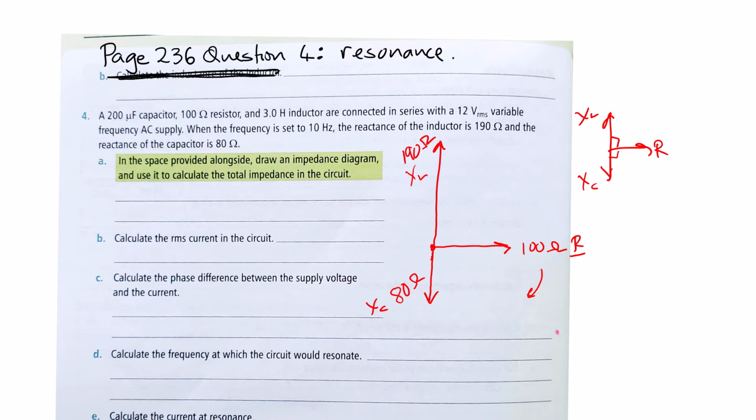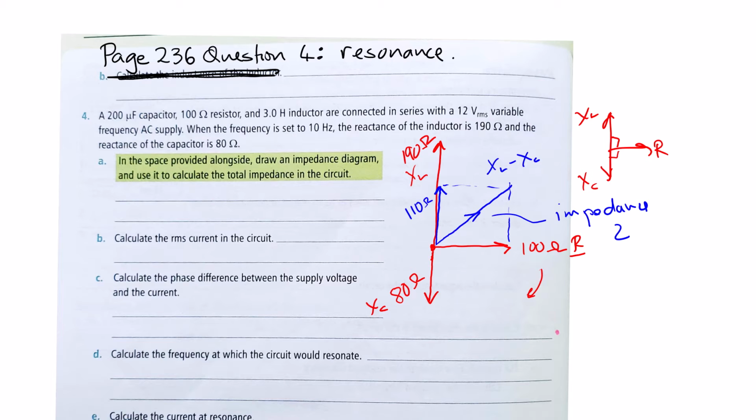So let's do that. We've got 190 up and 80 down, so that together is 110 upwards, 110 ohms, so that there is XL minus XC. That will be the sum of the reactances in the circuit. But in order to find the impedance, we need to then combine it with the resistance. So let's do this, our phasor diagram, and here is the representation of the impedance Z.